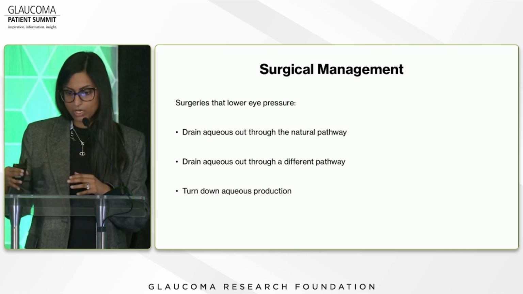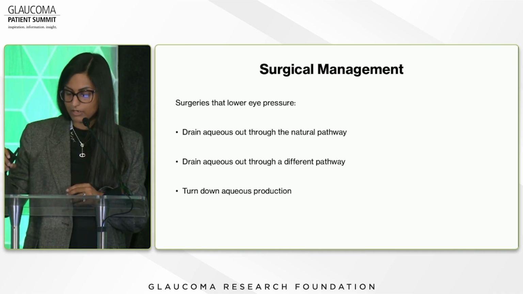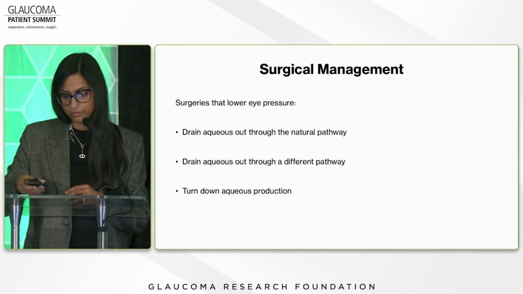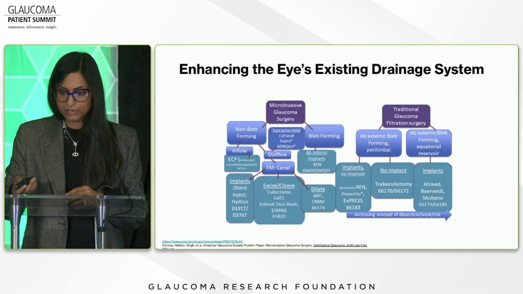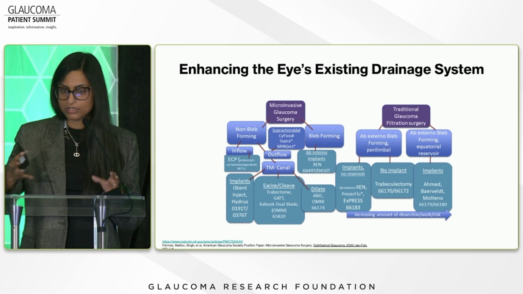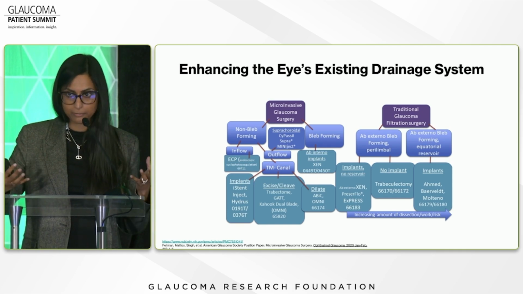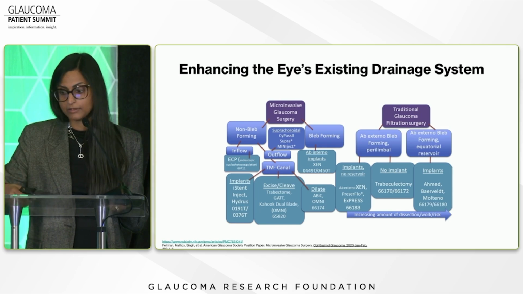I will separately talk about another set of procedures that we often do in the operating room that are designed to decrease the production of fluid, decrease the aqueous production. We'll talk about that at the end. So first, I'm going to talk to you about enhancing the existing drainage system. That category of surgeries is what we typically refer to as MIGS, or minimally invasive glaucoma surgeries. These have gained a lot of popularity, especially in recent years, and can be highly effective and quite low risk.